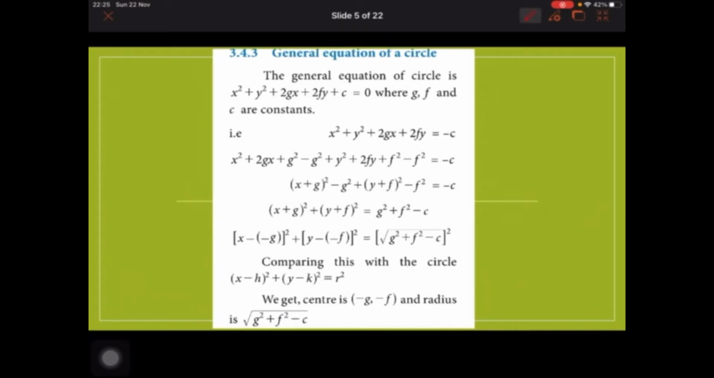Now, the general equation of the circle, the most important. The general equation of the circle is x square plus y square plus 2gx plus 2fy plus c is equal to 0, where g, f and c are constants. When we are using this general equation of the circle, the center is minus g, minus f, and the radius is square root of g square plus f square minus c. This is the general equation of the circle.